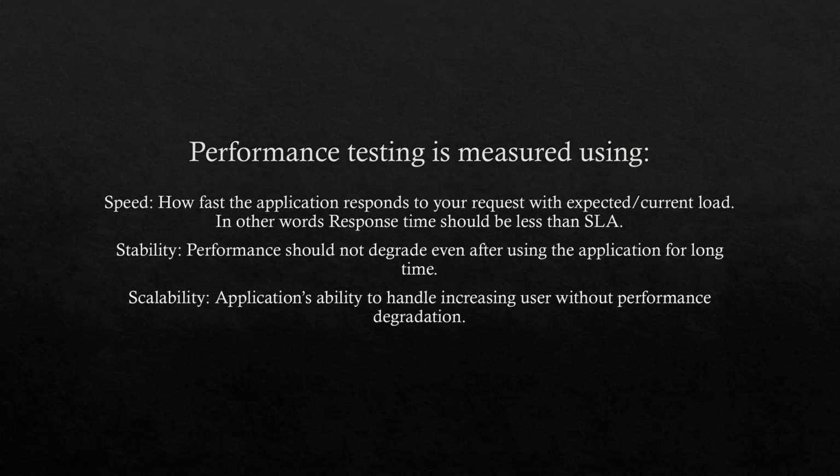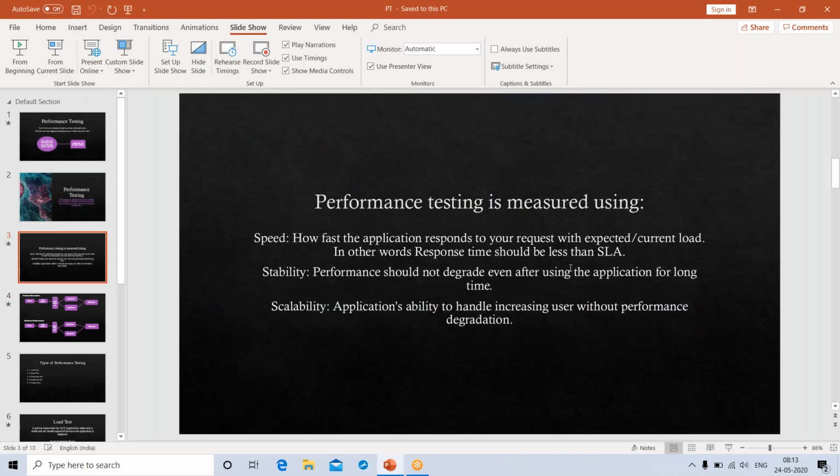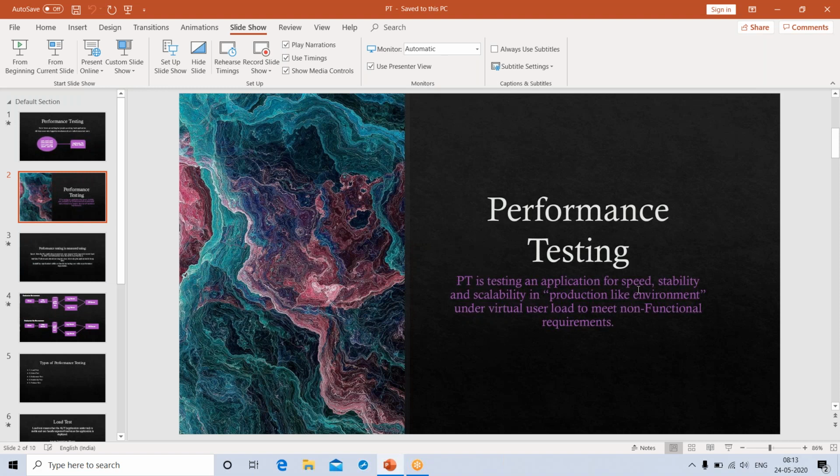Now we have seen performance testing with respect to speed, stability, and scalability. Guys, remember these three words: speed, stability, and scalability. I will relate these three words to our next topics. Okay, let's move on. What were the other words we had to discuss in the performance testing definition?